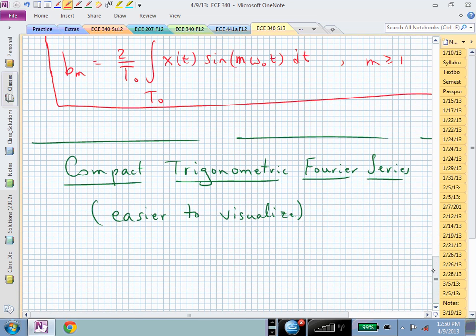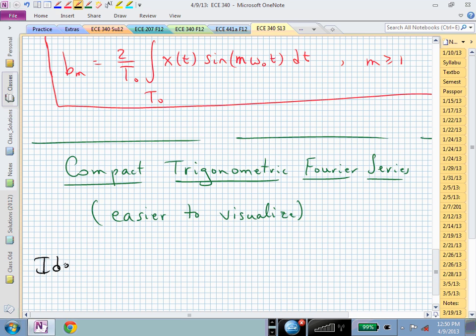All right, I'm assuming you're experts at computing the A's and the B's. And now maybe you want to draw a line spectra. You want to say, what's the magnitude at a given harmonic or frequency? Let's now look at the compact trigonometric form, and this is really just converting sines and cosines at the same frequency to a cosine. That's the idea. Let me now write that down.